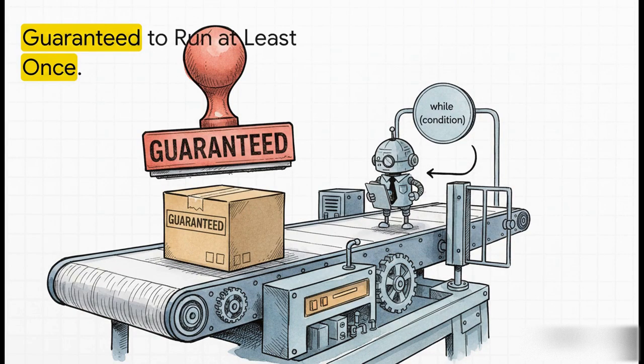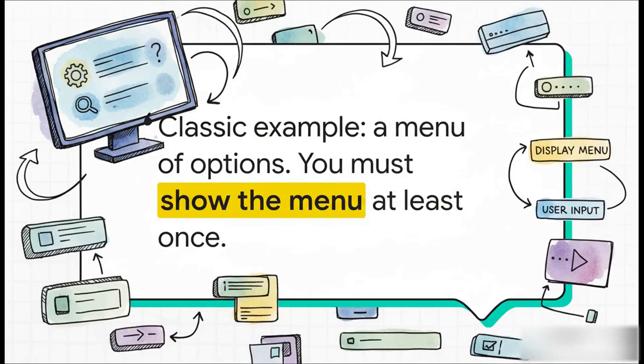And that guarantee is this. The code inside a do-while loop will always, without fail, run at least one time. Because that check happens at the end, the first pass is completely automatic. So, when would you actually use this? Well, this run at least once thing is perfect for certain situations. The classic example is a user menu. I mean, you have to show the options to the user at least once before you can possibly ask them to pick one, right? That's a perfect job for a do-while loop.